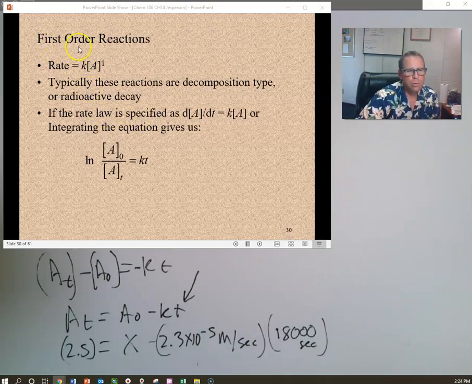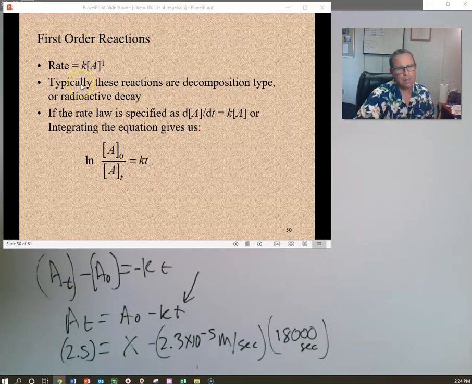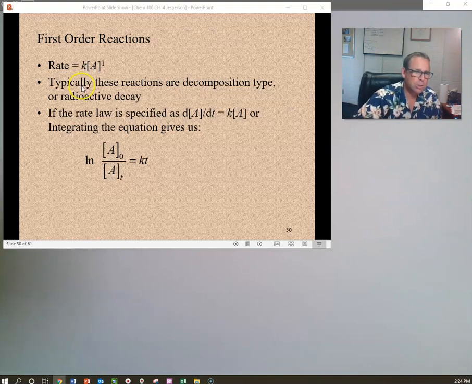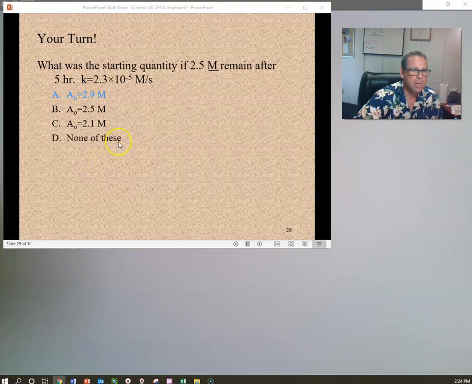So we'll move on to first order reactions. The integrated rate law for a first order reaction looks like this: the natural log of the initial concentration, A0, over the concentration at time t equals KT. And we said that for first order reactions, let's see, that previous problem, does it have to be in seconds? Is that what you're asking about, Camille?